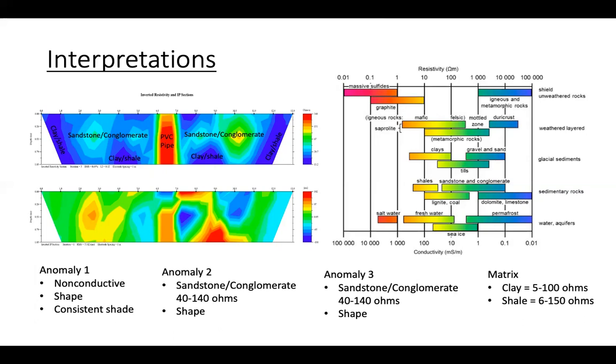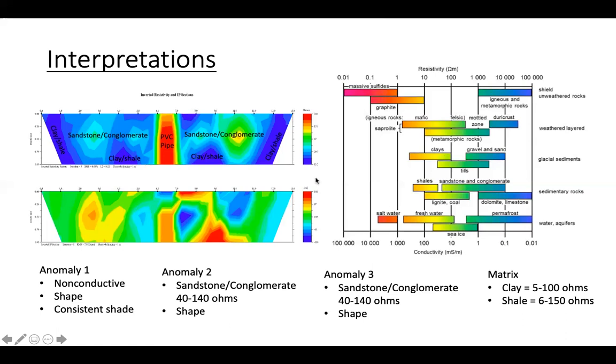And then lastly, the matrix. The readings that I got from the results were very similar to a clay or a shale, which shows up over here. And so there's a clay, there's a shale, and these were also the lowest readings that we got on the resistivity profile.